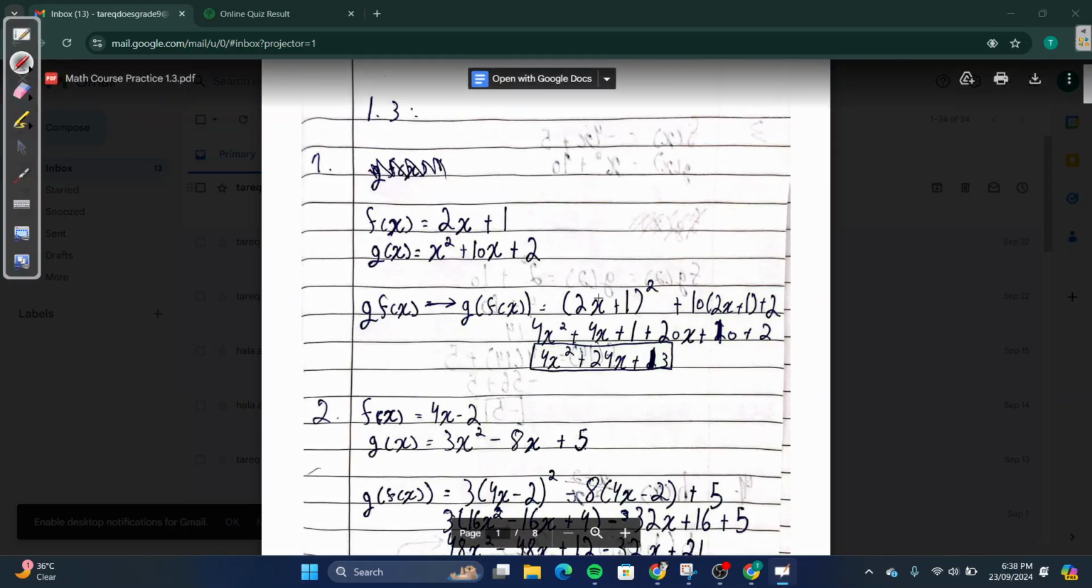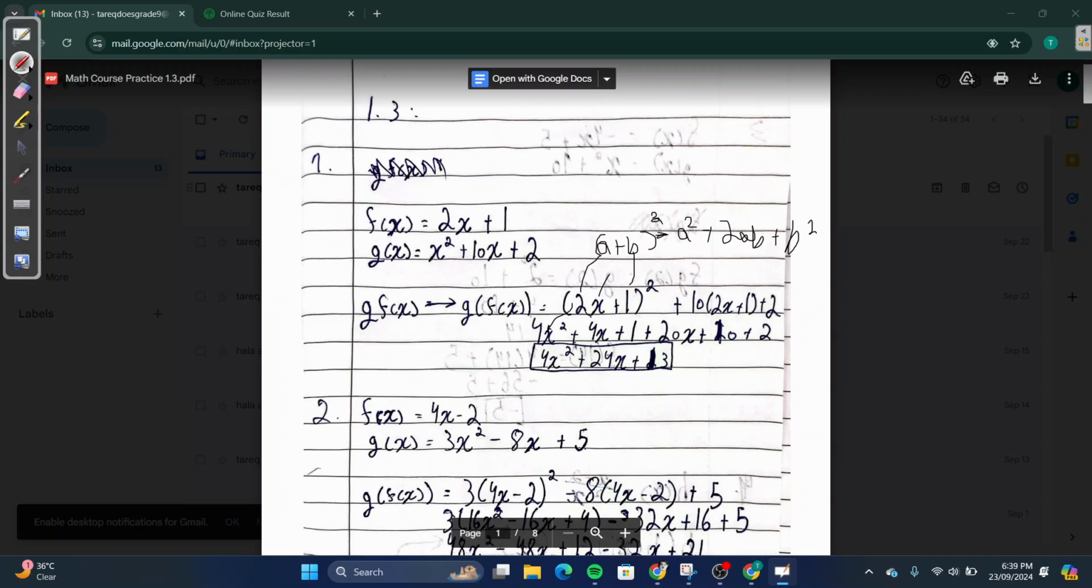Okay. Here you expand with (a plus b) squared. This is expanded into a squared plus 2ab plus b squared. So in here 2x is a and b is 1. So this expanded to, x squared is 4x squared, obviously. 2ab, so 2 times a times b. So 2 times 2 times 1.